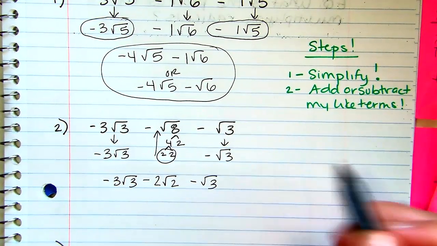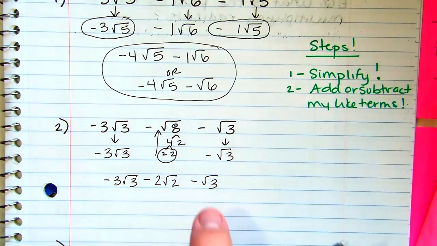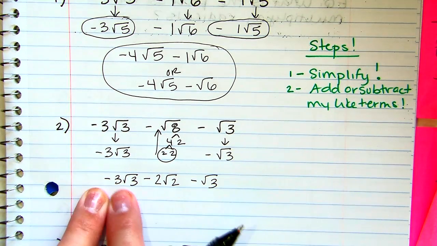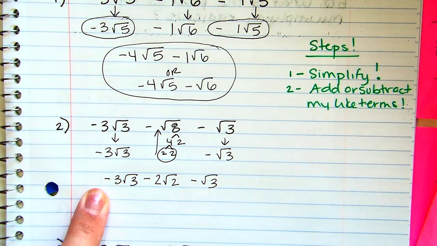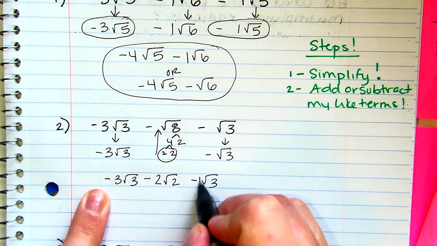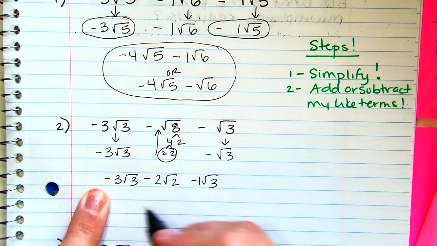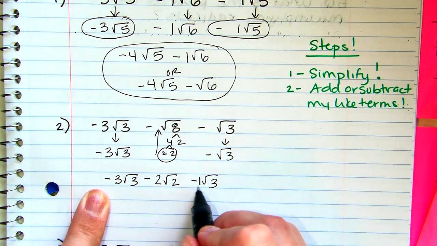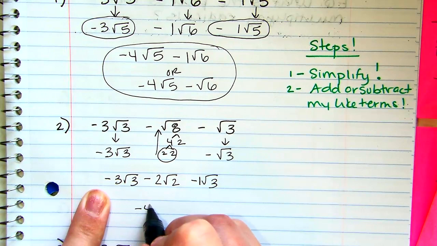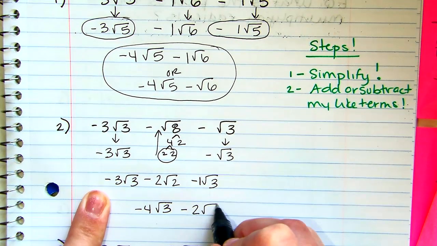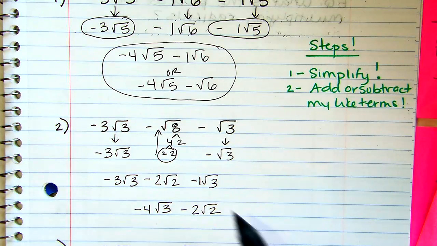Now once again, my root 3's, they are both root 3, so I can combine them together. And then this is negative 3 minus 1. In order for this root 3 to exist, there has to be one of it, so we can put that 1 in front. So that's going to be negative 3 minus 1, which would be negative 4. So I'm going to have negative 4 root 3, and then my negative 2 root 2 will follow. So my final answer is this here.